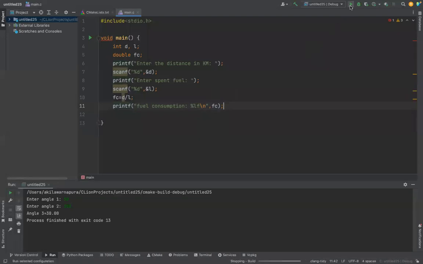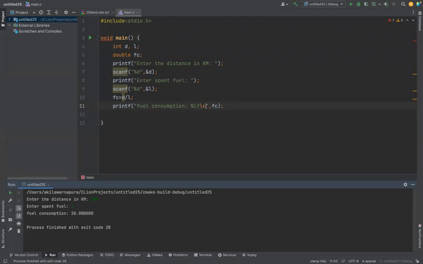Just run this program. Enter the distance in kilometers, that's 103. Let's say spent fuel 5 liters. Then it gives you the fuel consumption 20. Why is it 20? You know there should be a floating point number. If 100 divided by 5, it is 20. But here now 103 divided by 5, again it is 20.